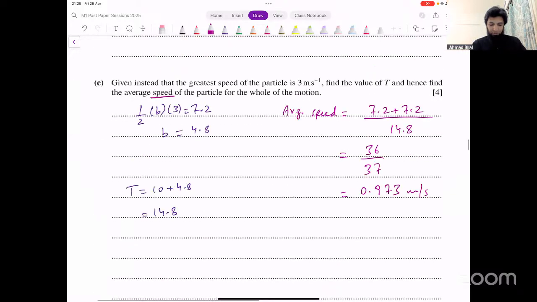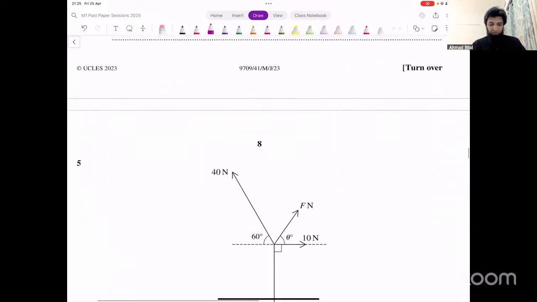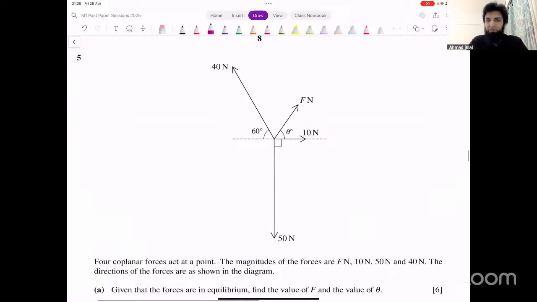Okay. All right, let's move on to the next one. That was part C of this, and that's it. That's question number 4. Can I move on? Okay, question number 6. That's the next question that we got from this paper.